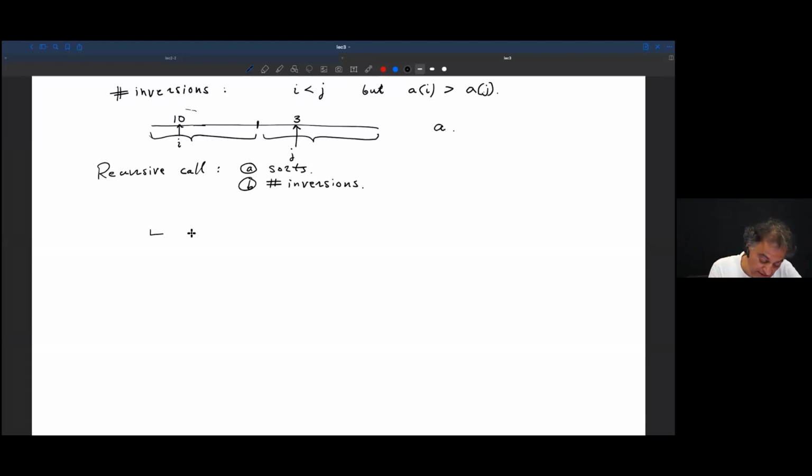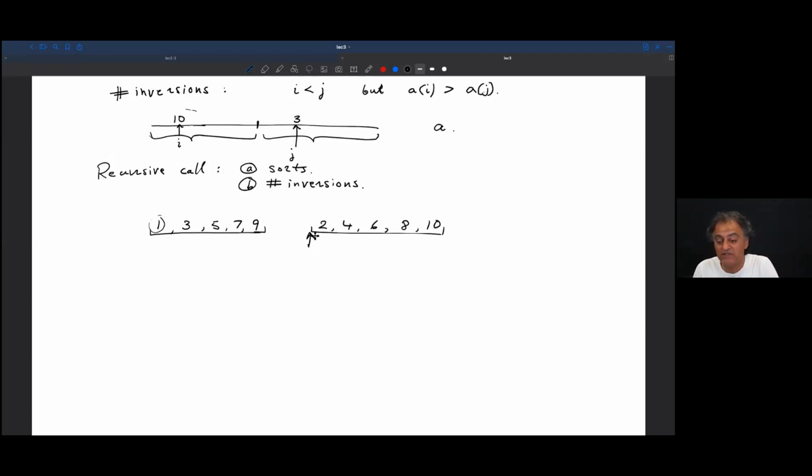Let's say that our left sublist was sorted, and it was 1, 3, 5, 7, 9. And our right sublist was sorted, and it was 2, 4, 6, 8, 10. So now, what would we do next? Well, we do sort of the same thing that we do when we merge. We start with the first element and figure out where it fits in. And it fits in out here, meaning that it contributes to no inversion at all.